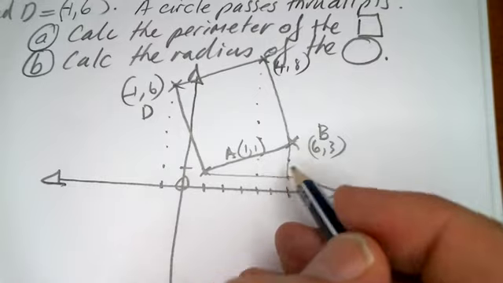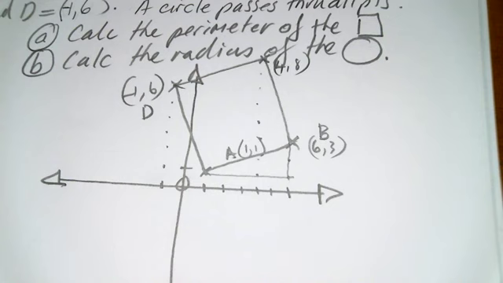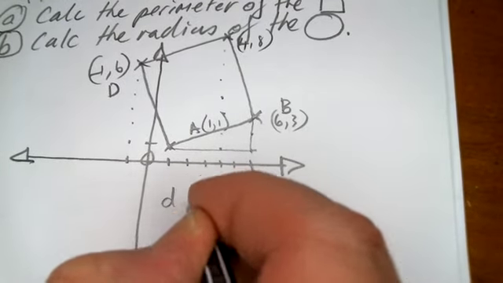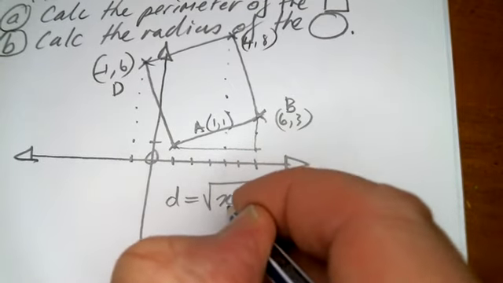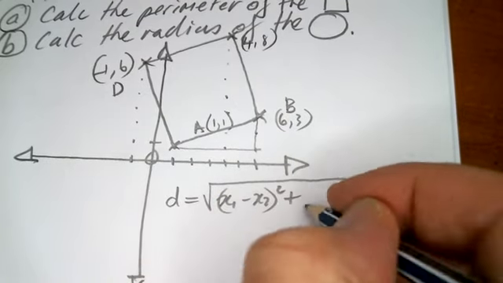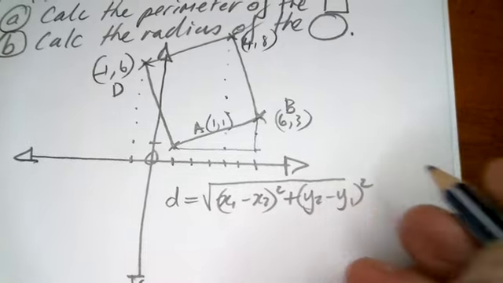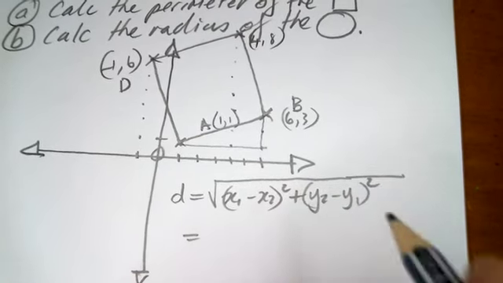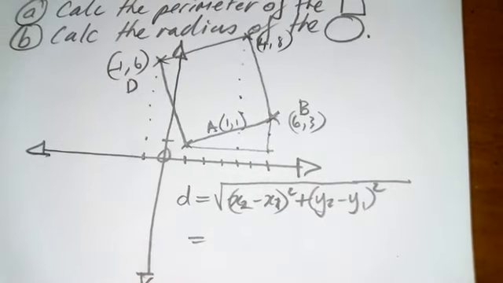So the distance squared is going to be 5 squared plus 2 squared, which is 25 plus 4, which is 29, so root 29. You can just do it like that, or we can use the distance formula. I'm going to use the distance formula. So D is going to equal the square root of x2 minus x1 squared plus y2 minus y1 all squared. It doesn't matter which way, as long as I've got the same way around for both of them.